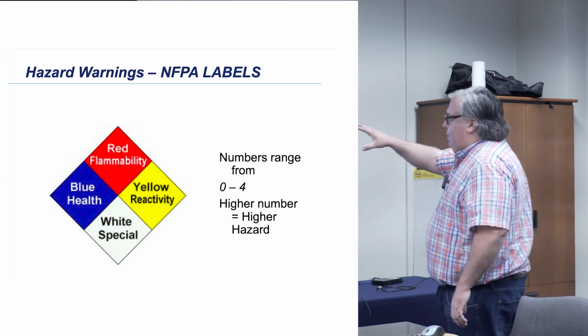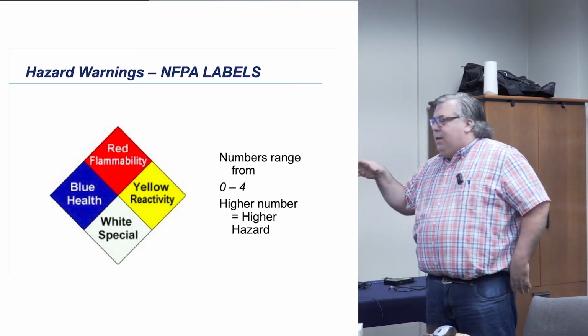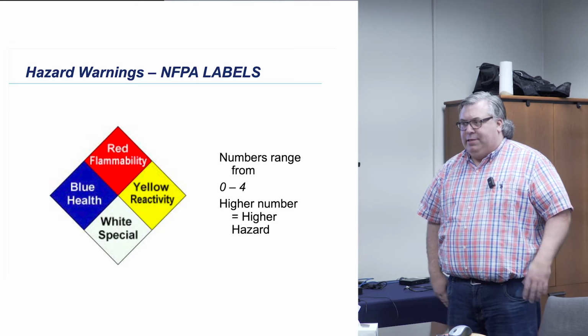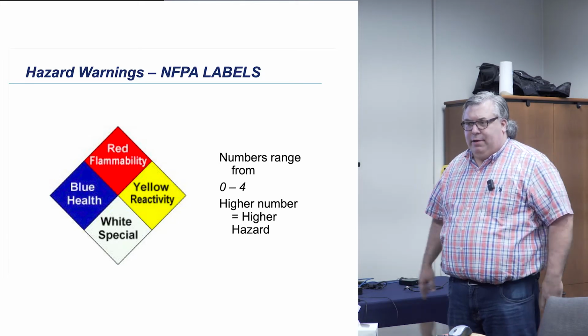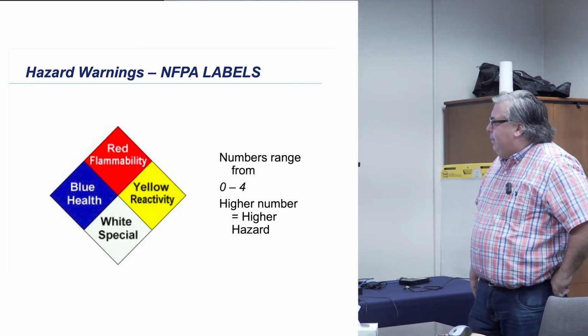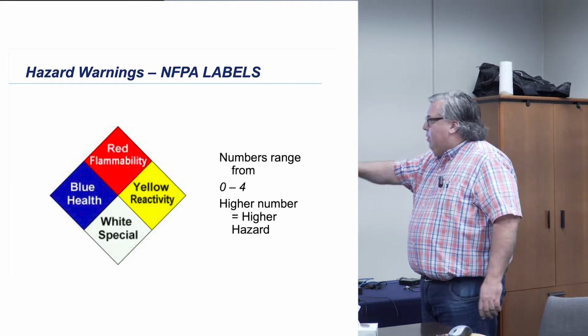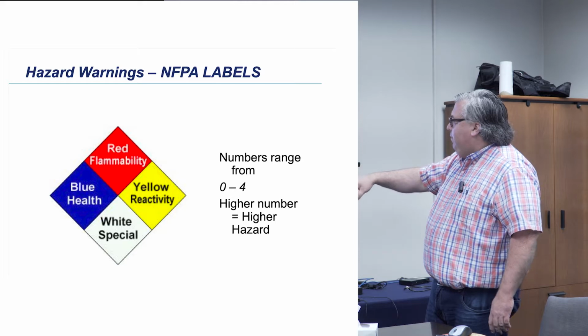So where you're going to see these labels are on bulk tanks. You'll see them on the sides of plating tanks as well as some of the storage tanks on the ends of the building. They're all these four colors: blue, red, yellow, and white.